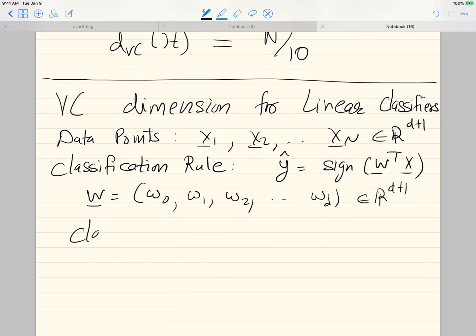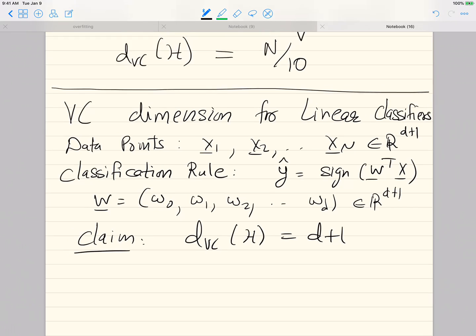And the claim is that the VC dimension of this is d plus 1. So in d dimensions, the VC dimension of linear classification is d plus 1. That is what we will show. So in other words, if you have say 10 dimensional data vectors, your VC dimension will be 11. And then the number of points you need to make sure overfitting does not happen will be like 11 times 10, like 110. That's the value of this result. If you know the VC dimension, you can decide what size of training set to select to make sure overfitting does not happen and your generalization error is good.